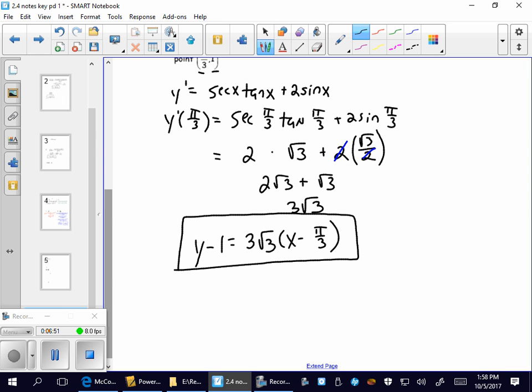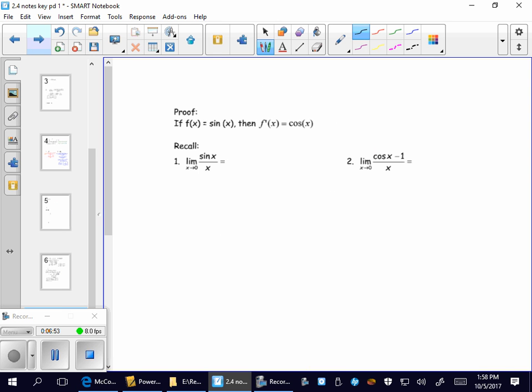Okay, last thing. The proof. Actually proving that f of x equals sine of x, then f prime is cosine of x. Alright, so we need to recall a couple of these special limits. You guys were supposed to have these memorized at this point. Hopefully you do. The limit as x approaches 0 of sine of x over x was 1. The limit as x approaches 0 of cosine x minus 1 over x is 0. That's important because we're going to have to use those in our proof.